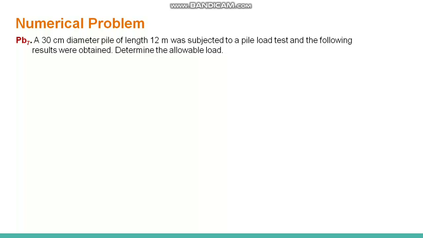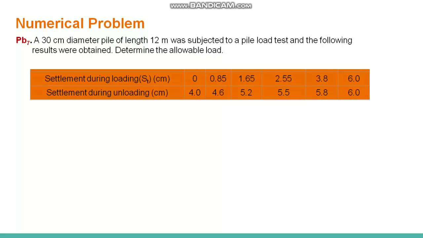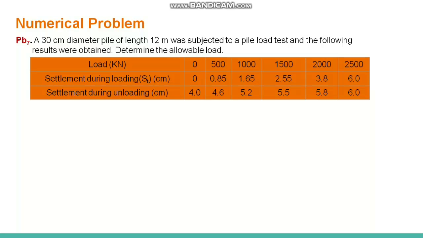So I will solve one numerical problem. A 30 centimeter diameter pile of length 12 meter was subjected to a pile load test, and the following results were obtained. Determine the allowable load. See, the load is given, and according to that load, the settlement during loading is given. It means the gross settlement is given in centimeter. Settlement during unloading is given. So what we can do, see, just make one graph.